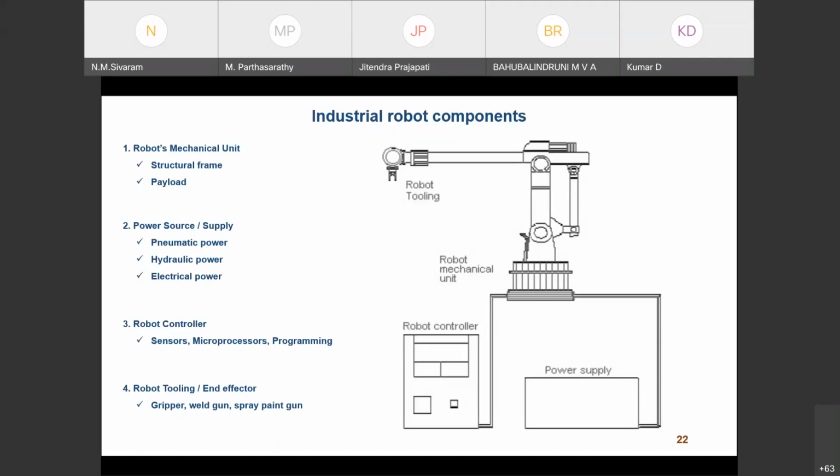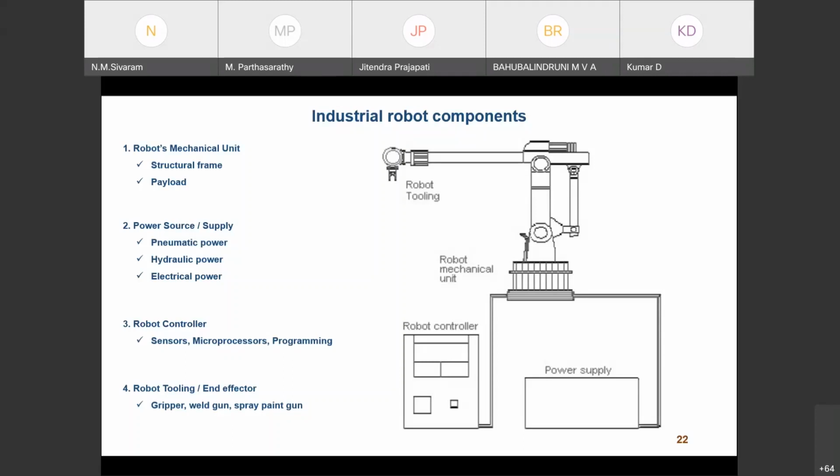Motion control is much better in electrical powered robots, because if you switch off the power, the robot's motion can be controlled easily. It will come to a stop immediately. If there is an accident, or if something adverse is happening inside the robotic chamber or the robotic workplace, you can just press the emergency stop button.